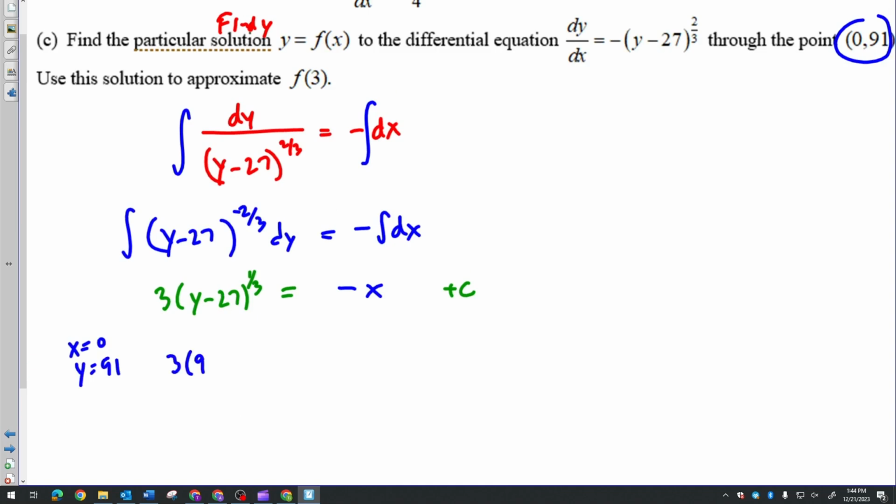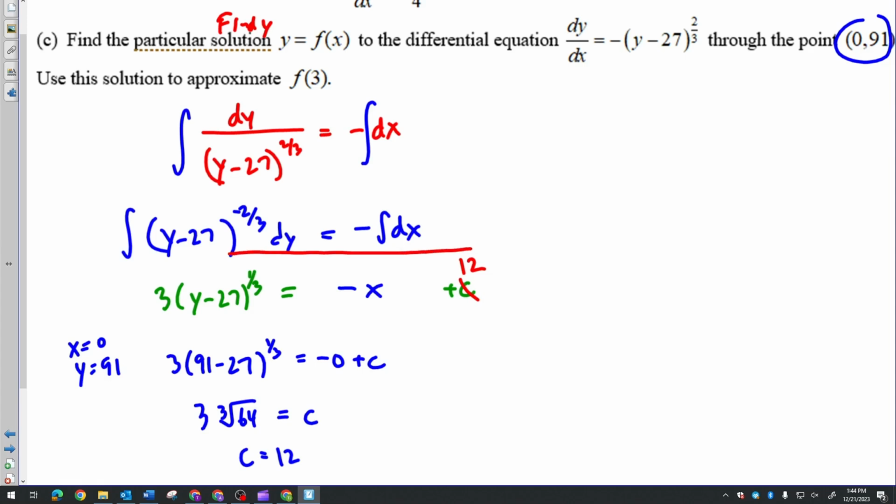Let me substitute that in here to solve for c. So 91 minus 27, put that in my calculator, that's 64. So the cube root of 64 is equal to c, and the cube root of 64 is 4. So c is going to be equal to 12. And what that means is this equation right here is equal to 12. And this right here would be a great answer. It is a great answer.